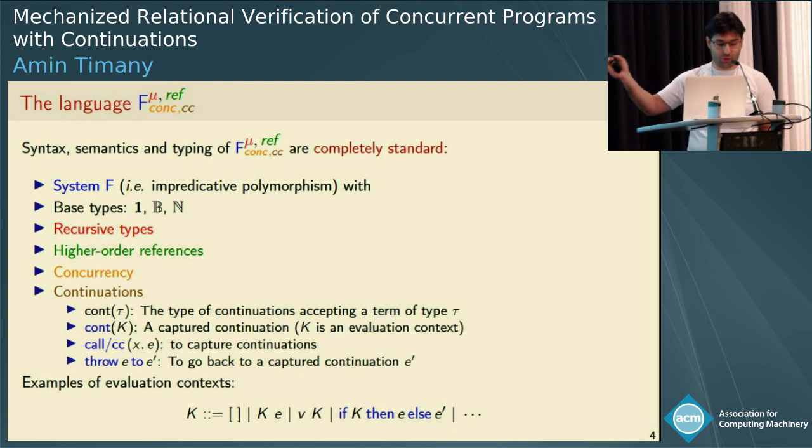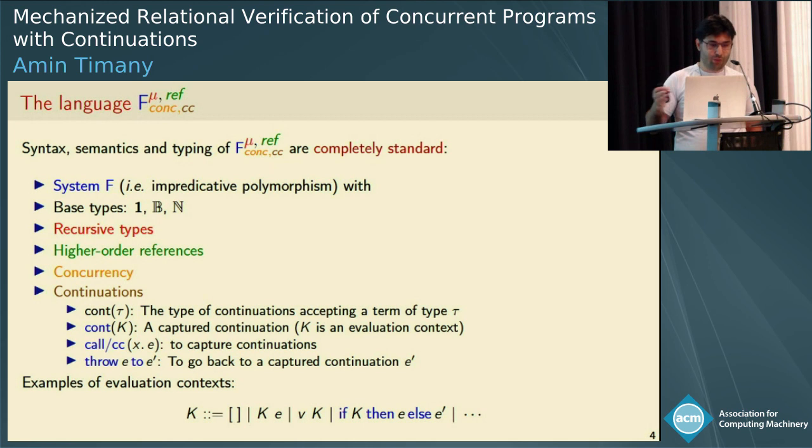But just to show you some things so we know what we're talking about and agree on the syntax, we write cont tau for the type of continuations that accept a term of type tau, and we can go back to that point by giving it a term of type tau. And we write cont with this blue cont for the captured continuation, which is just an evaluation context. And we write callcc and throw like that, and here x in callcc is the binder for the captured continuation.